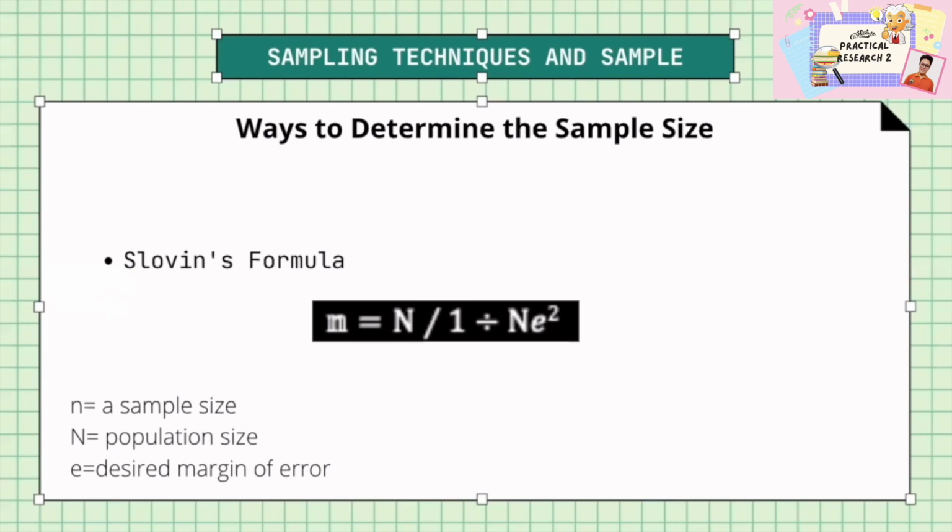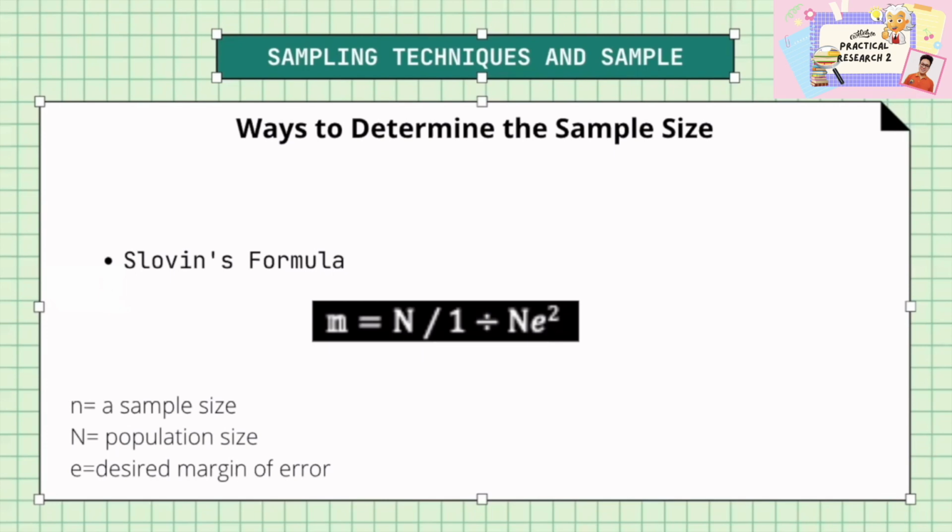But why am I still introducing this to you? It's because it's still under debate. Meaning to say, there is no final decision that Slavin's formula is no longer recommended for researchers, because even up to this time there are a lot of researchers who are actually using Slavin's formula. So let's discuss Slavin's formula.